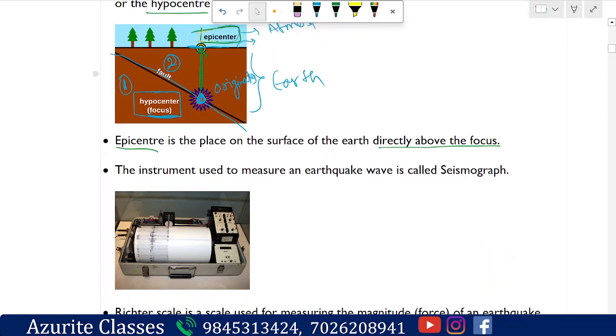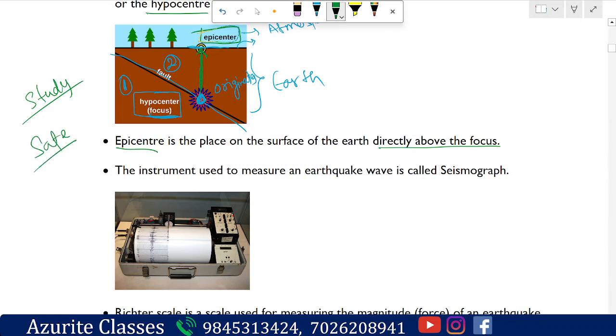And now we have to study earthquakes. Earthquake is a problem. If it happens, it will damage so many things. So we have to understand why it happens, and try to stop it, or at least be safe from it. So for that, we measure the earthquake. The earth is moving, there is some movement inside the earth, and that movement we can measure.